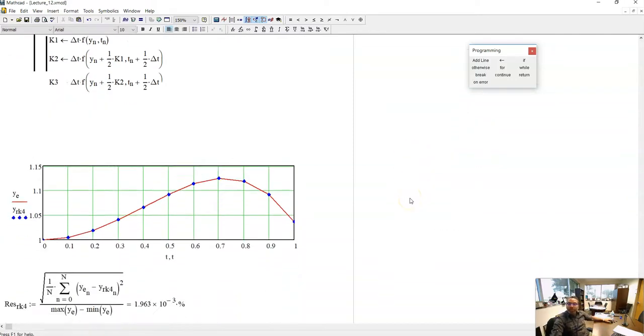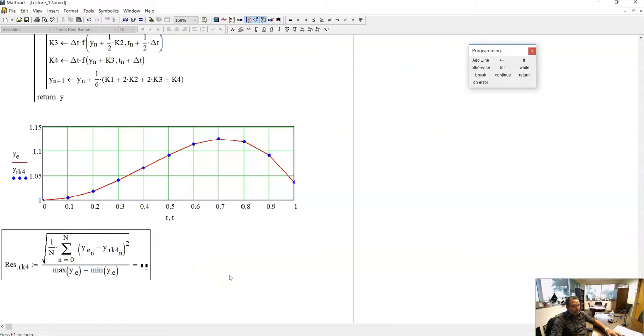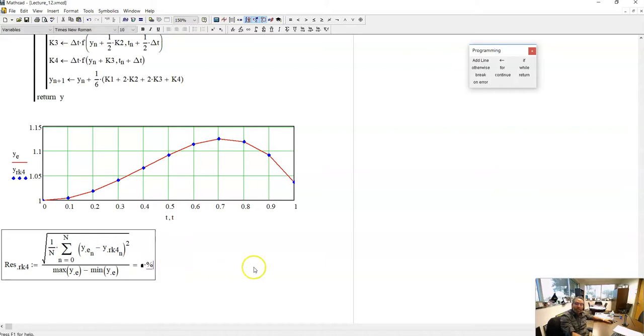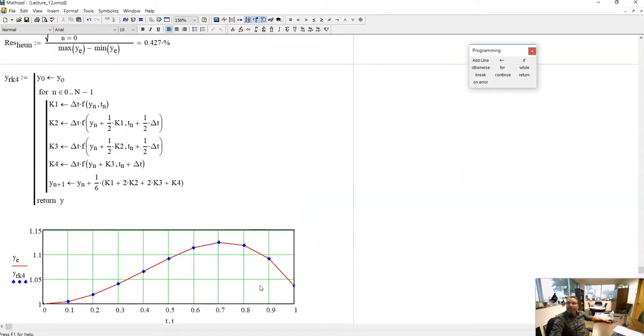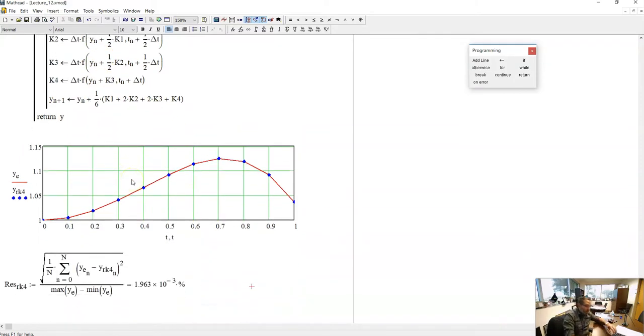And this produces an error that is 1.963 times 10 to the minus 3%. So the error is actually 1.9 times 10 to the minus 5. It's a very tiny error between the exact and this numerical solution by just implementing 3 additional correcting lines in the scheme to yield an order delta t to the 4th error.